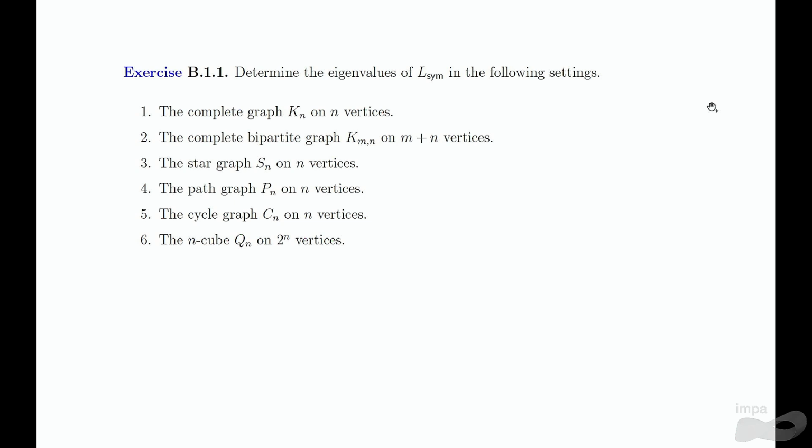Okay, so another little exercise, if you're interested. We can take the symmetric Laplacian and determine its eigenvalues now as a function of the number of vertices for a variety of traditional graphs of interest. So take the complete graph, the complete bipartite graph, a star graph, a path, a cycle, or a cube. For each of these graphs, given n, we have the adjacency matrix, and so we can think about what its eigenvalues look like. This is a great exercise from Chung's textbook.